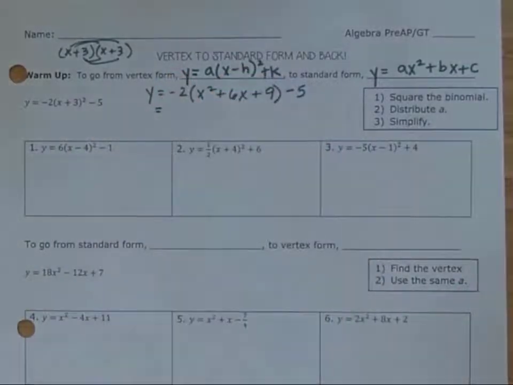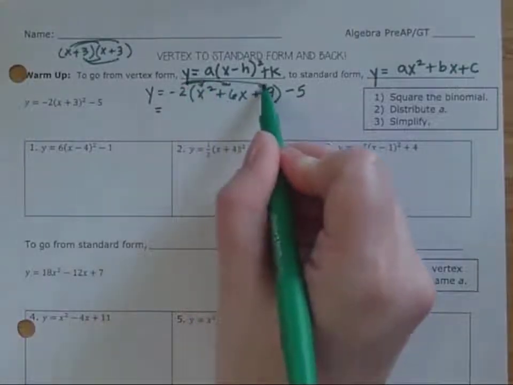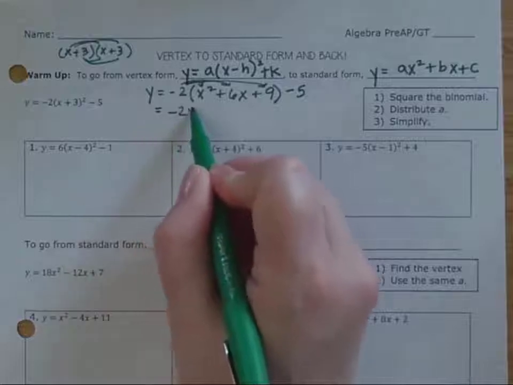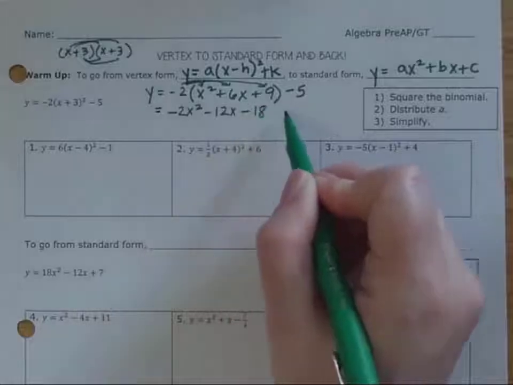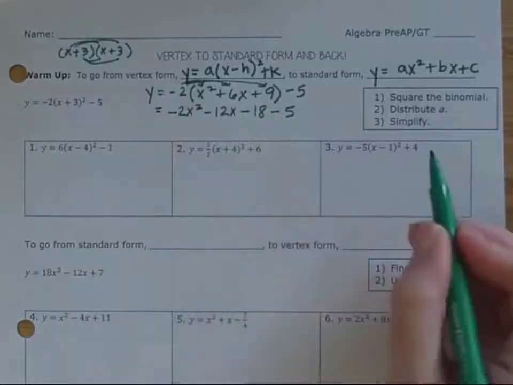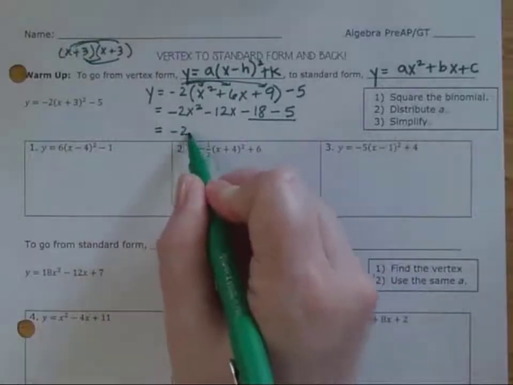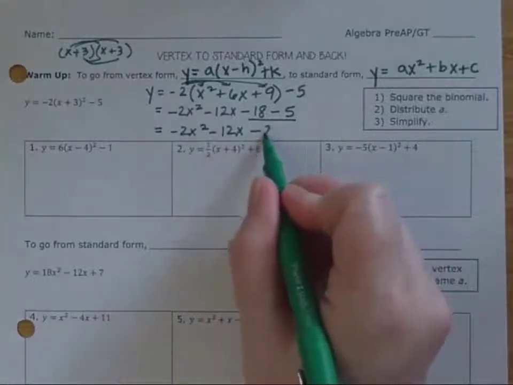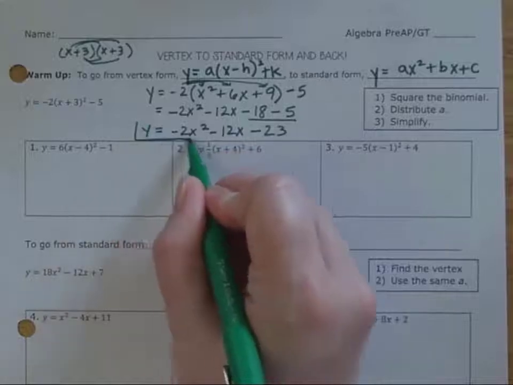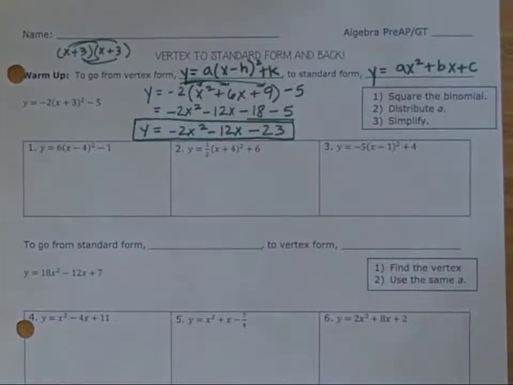Okay, distribute a. So negative 2 gets multiplied by everything. And then simplifying, what we're talking about there is combining those like terms. Notice those two terms don't change. So this would be my final answer, simplified to standard form from vertex form.